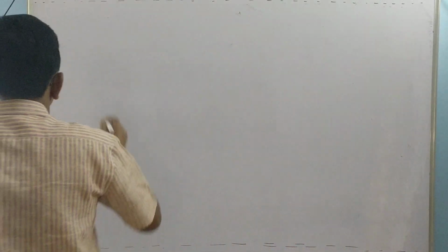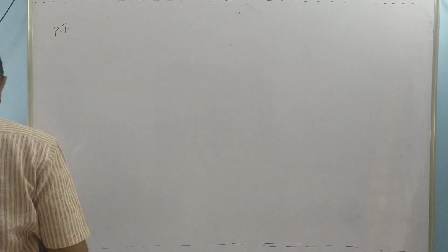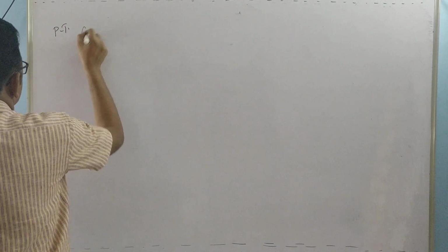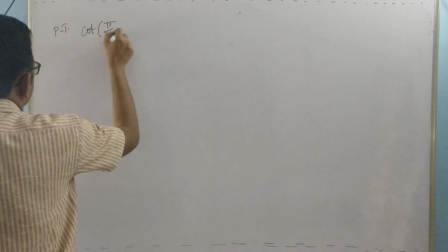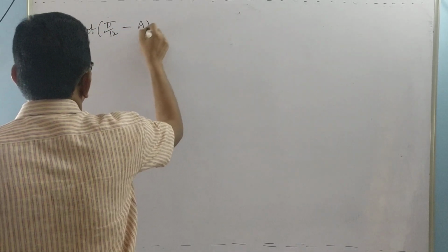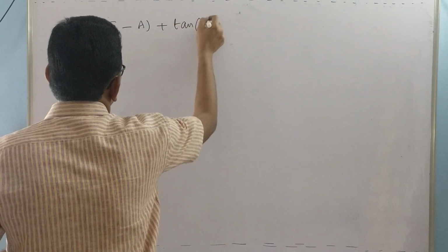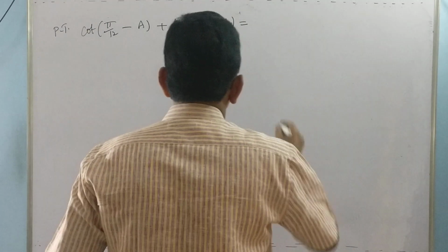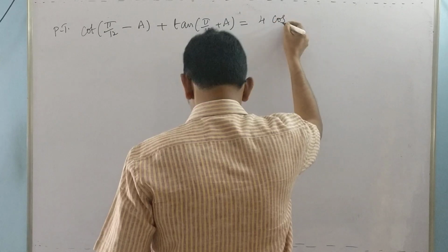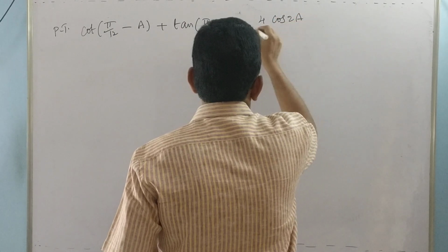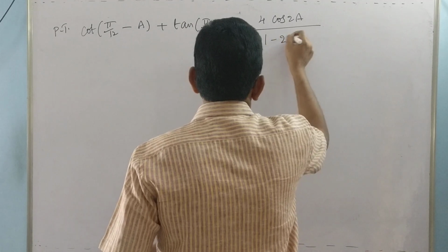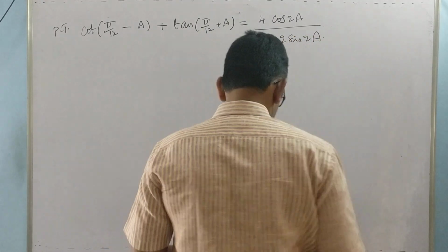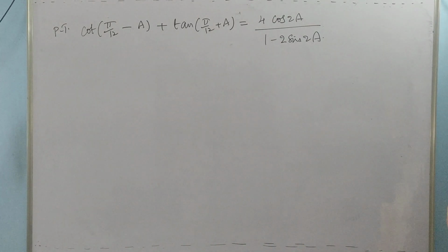Next one. Just prove that cot of (pi/12 minus A) plus tan of (pi/12 plus A) is equal to 4 cos 2A by 1 minus 2 sin 2A.